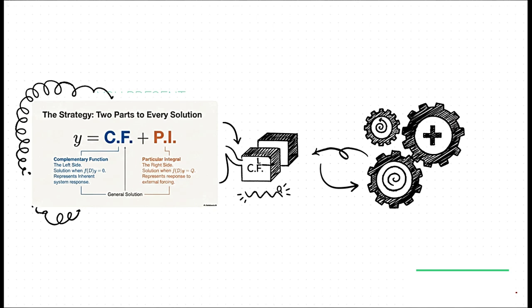Think of it like this. The CF describes the system's own natural internal behavior, what it does when you just leave it alone. The PI, on the other hand, describes how that system responds to some outside force, which is our Q. So the total solution, it's just the natural behavior plus the forced response.